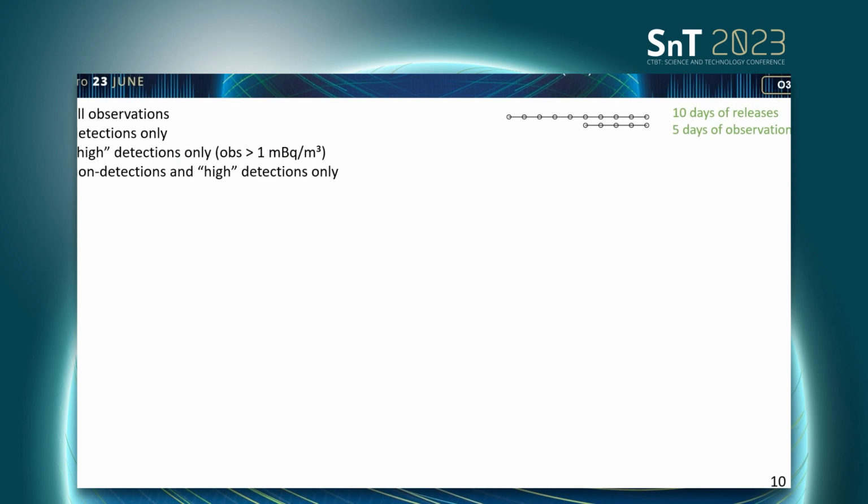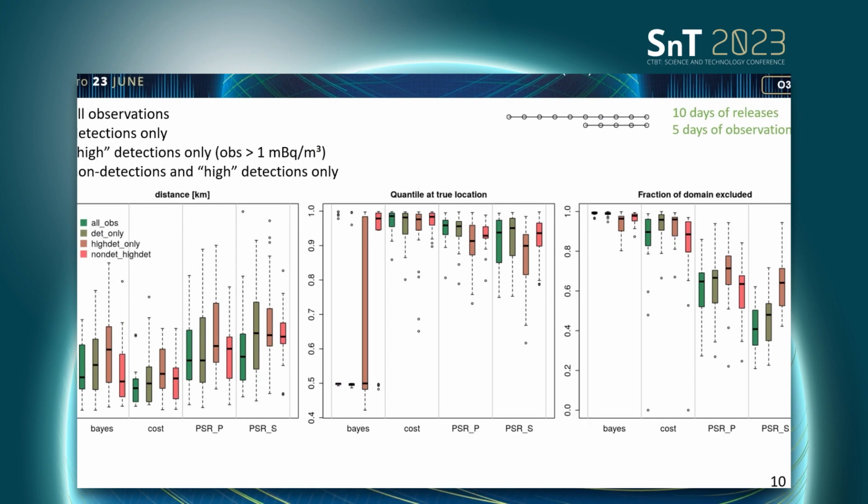Then we did also, I would say, a naive selection of observations, naive compared to the more elaborate methods that other colleagues conduct. So we apply this here on the slide on the 5 days of observation, and we either use all observations, or high detections only, so meaning observations above 1 millibecquerel per cubic meter, and then we combined non-detections and high detections only. You can see the results here, so I will guide you again through the figure.